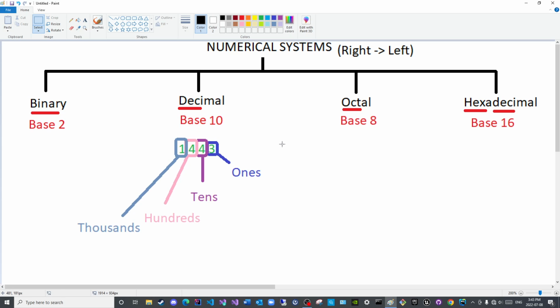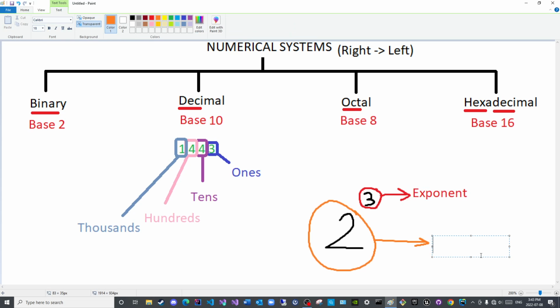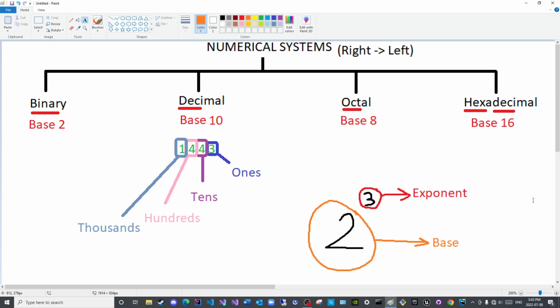What does base mean? If you recall from exponents, let us say, for example, I have 2 to the power of 3. This is known as an exponent, and this is known as a base. So when I say base 10, I mean that this number, the base here, will be 10, like so. To the power of what? That is what you will see in a moment.